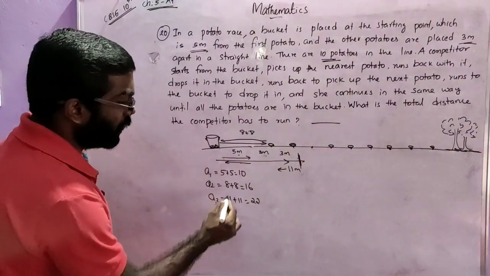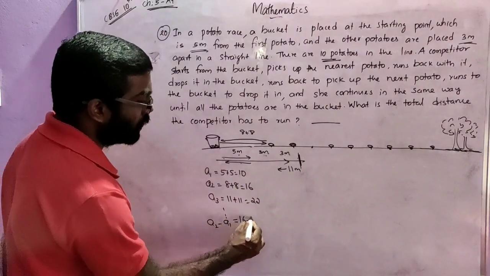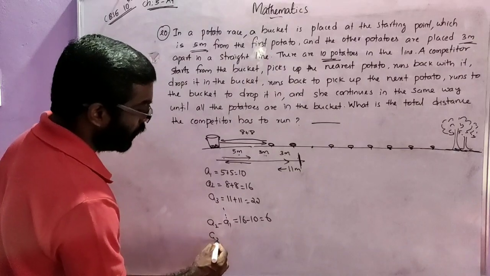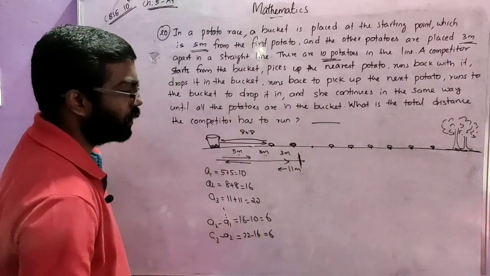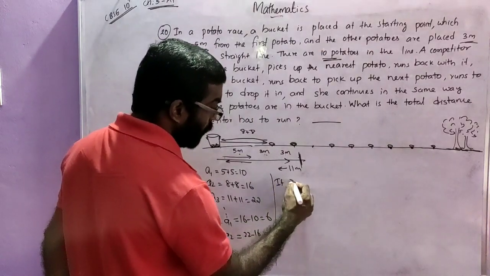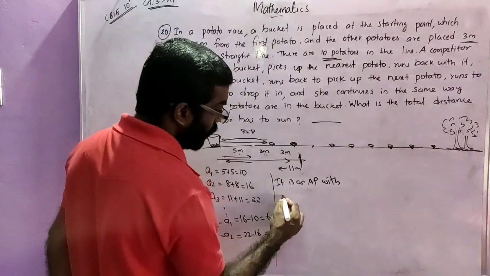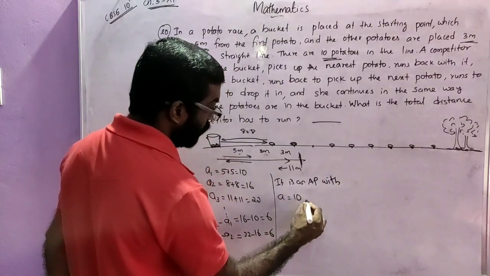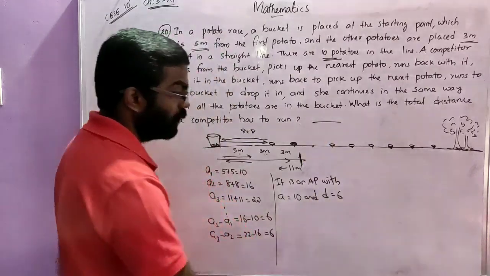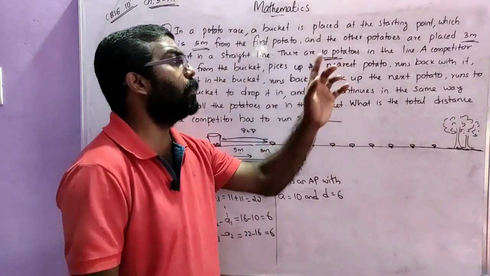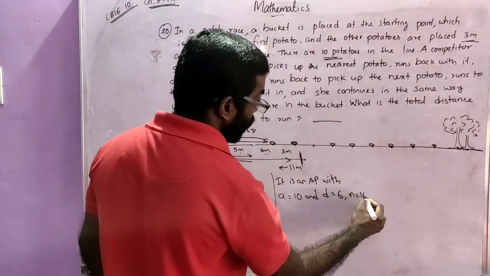Okay. Clearly it is an AP. That is A2 minus A1 here is 16 minus 10 which is equal to 6. And A3 minus A2 is 22 minus 16 which is equal to 6. It is an AP with A is equal to 10 and D is equal to 6. Okay. Now there are 10 potatoes, so that can be taken as N. N is equal to 10.